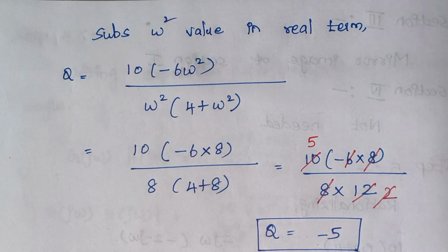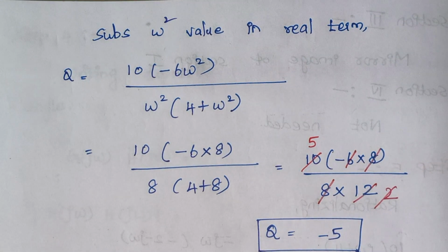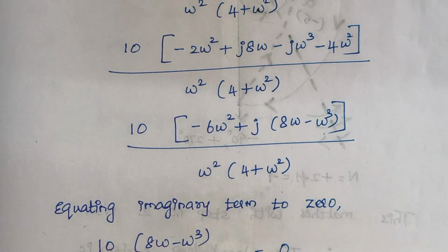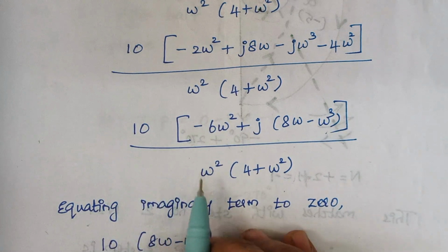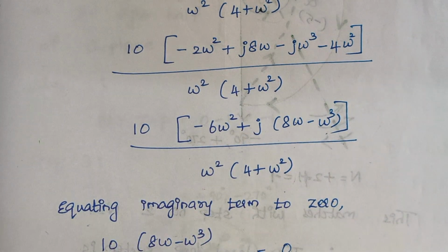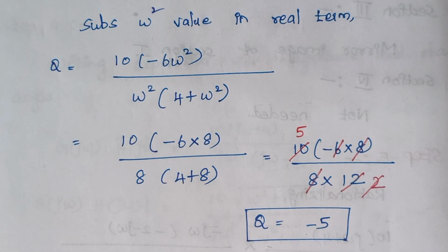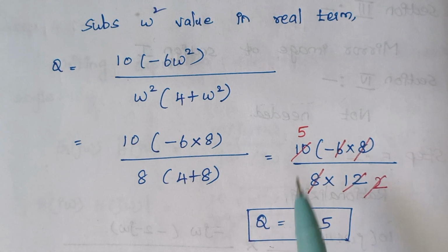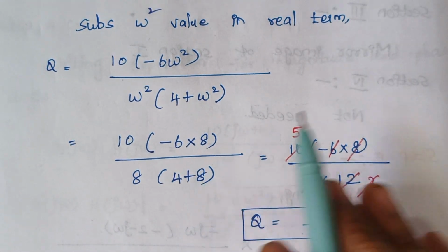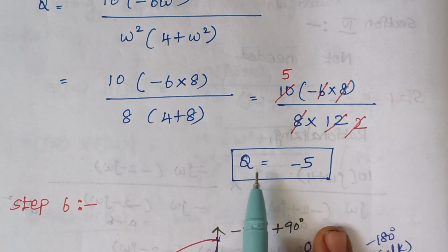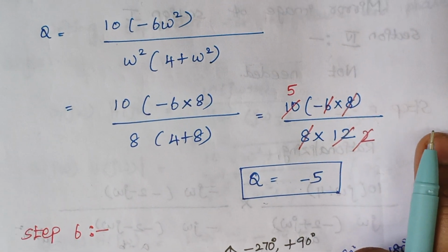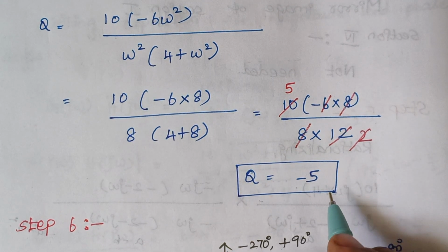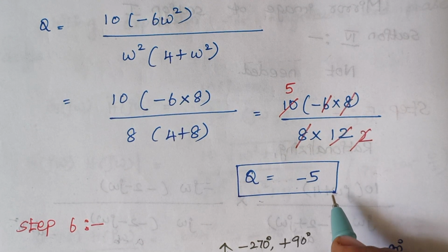Now we are going to substitute the omega square value in the real term. So here the real term is 10 into minus 6 omega square divided by omega square into 4 plus omega square. So here just substitute the values. Once you substitute the value, finally we are getting the value of q as minus 5. Right. So q is nothing but the intersection of the Nyquist plot on the negative real axis.